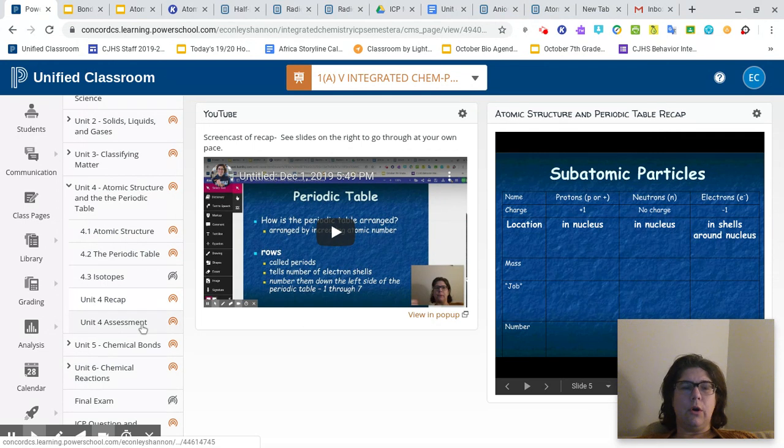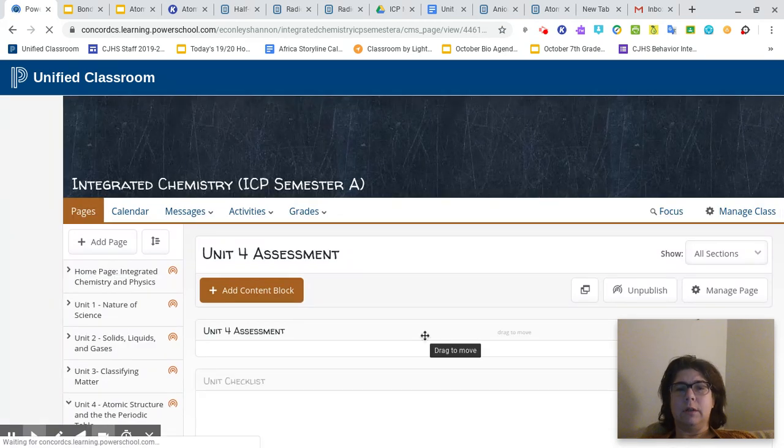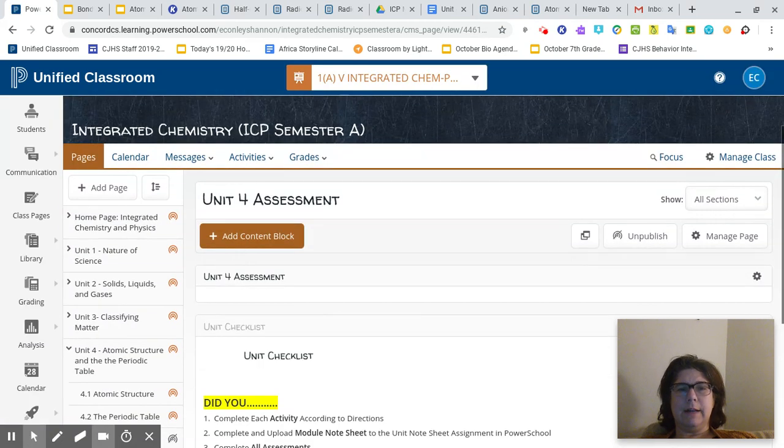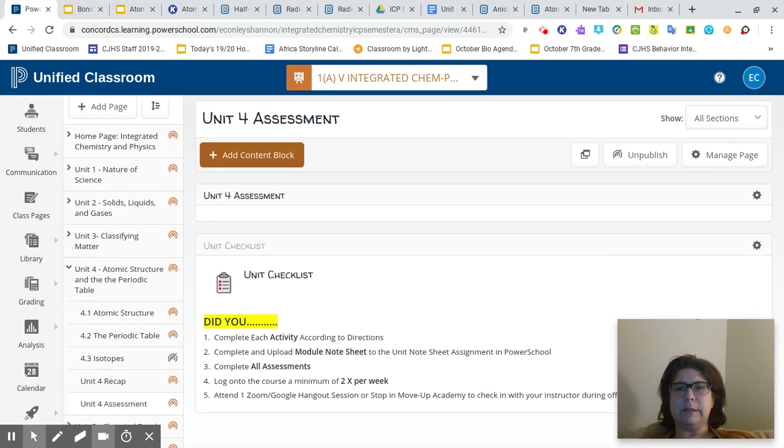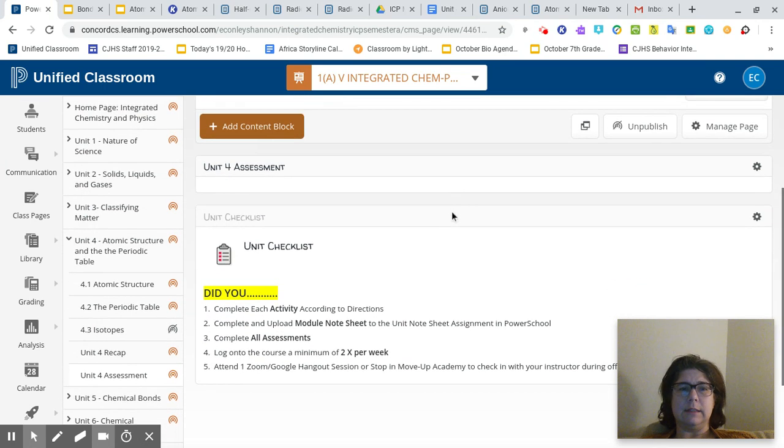Once you're done, you will go on to the assessment. The assessment at this point will just be a Google form. So the units 4 and 5 assessments will probably just be Google form quiz style assessments.